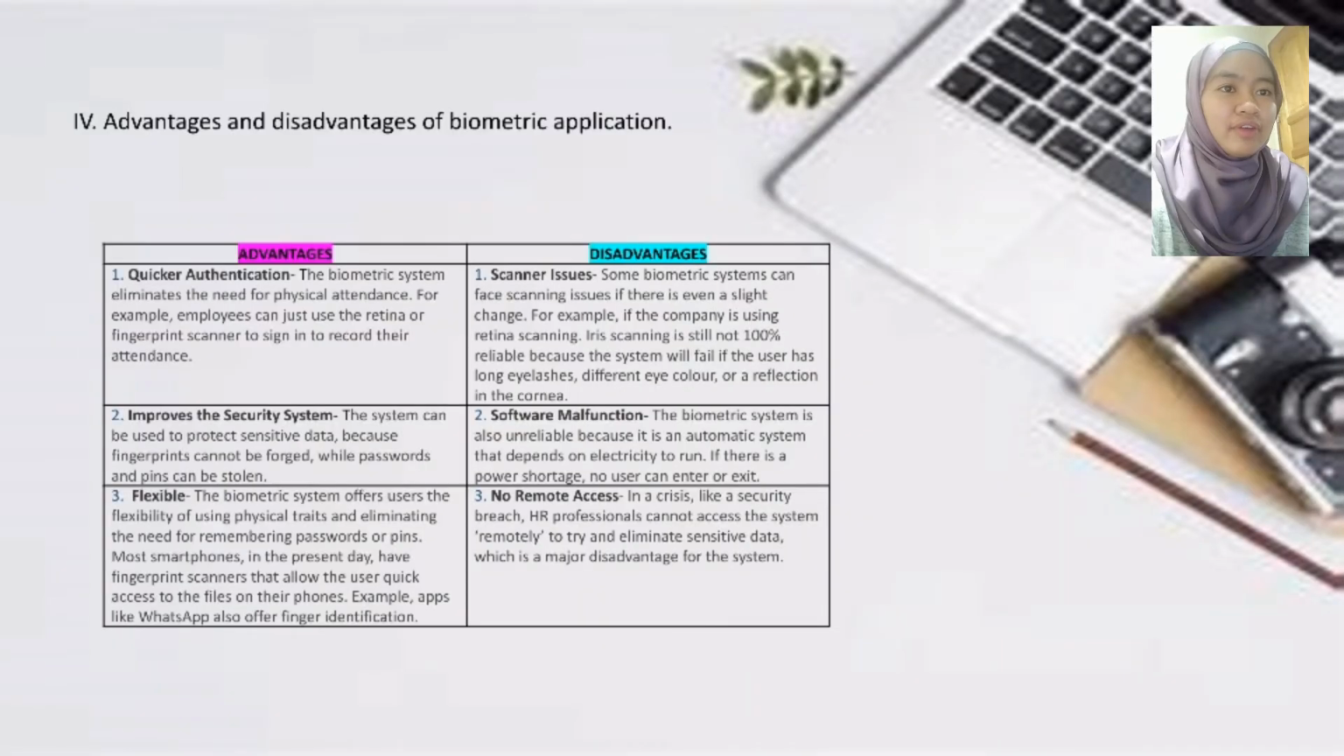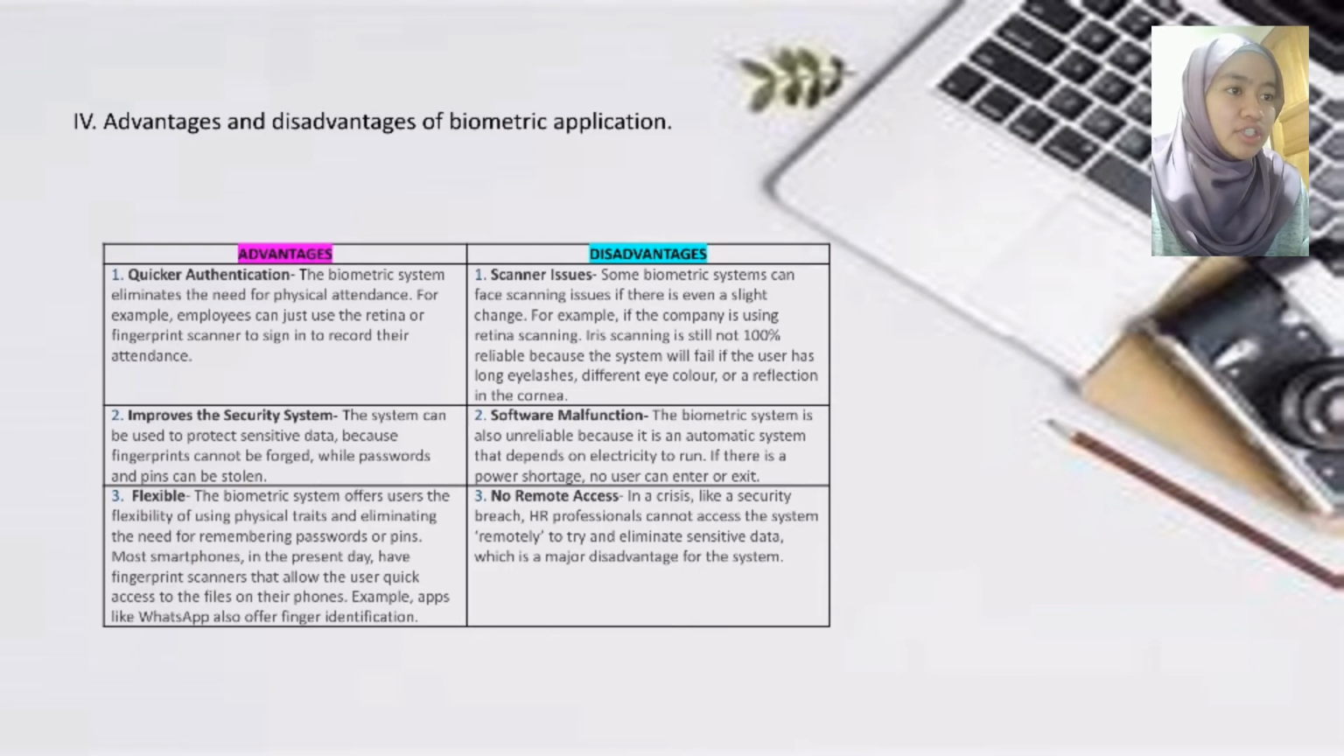We have five advantages and disadvantages of biometric application. For the first advantage is quicker authentication. The biometric system eliminates the need for physical attendance. For example, employees can just use the retina or fingerprint scanner to sign in and record their attendance.